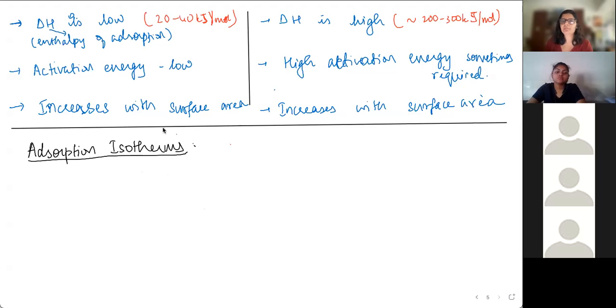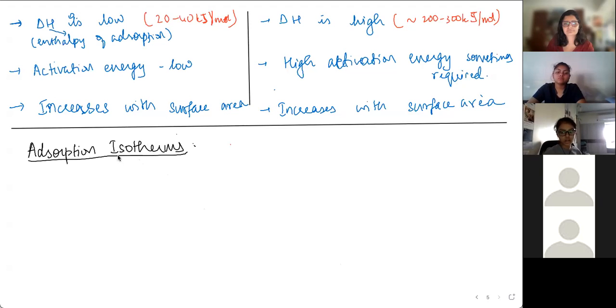Isotherms. What do you mean by isotherms? Do you guys remember? Ma'am, isn't it a graph where temperature is constant? Absolutely. Iso meaning same, therm is temperature. So isotherm related to adsorption: the main thing is you're plotting it at a constant temperature. What exactly are you plotting on the graph?